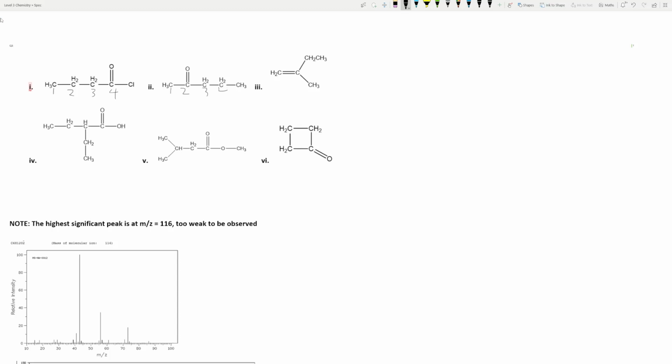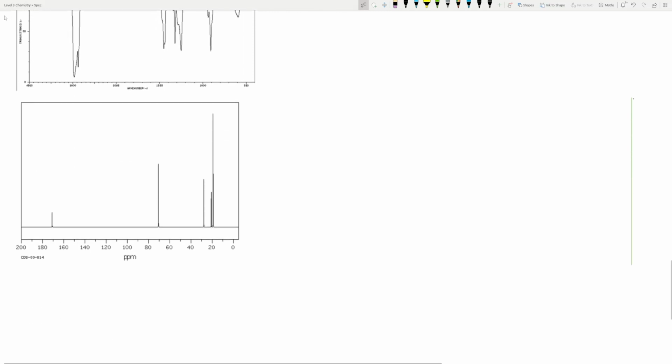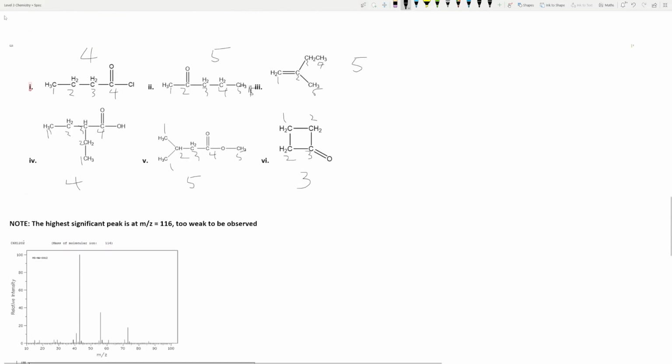Okay, so 1, 2, 3, 4. This is 1, 2, 3, 4, 5. This is 1, 2, 3, 4, 5. This is 1, 2, 2, 3, 4. This is 1, 2, 3, 4, 5. This is 1, 2, 2, 3. So this has 4 carbon environments, this has 5, this has 5, this has 4, this has 5, this has 3. And if we look at the NMR right here, this is 1, 2, 3, 4, 5 peaks. Come back here, 5 peaks. So this one's wrong, this one's wrong, this one's wrong. Straight away, there are 6 of them, and we knocked out 50%.